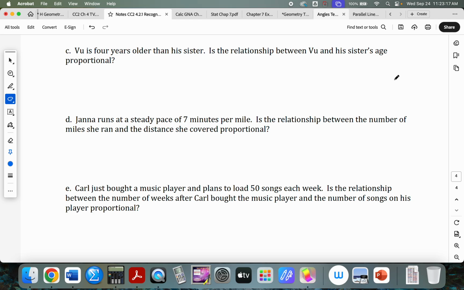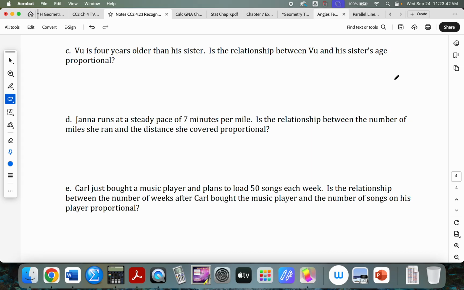Bye-bye. If you double your age next year, you'll be what, 18? 24, you'll be 24. Will you be 24 next year? So it's not proportional. All right, let's take a look at these.